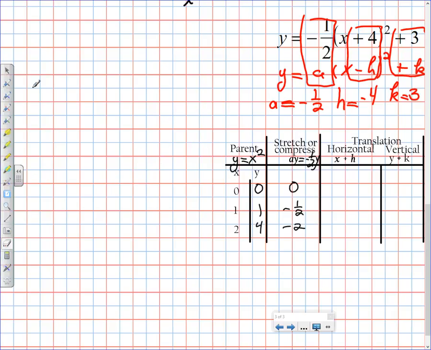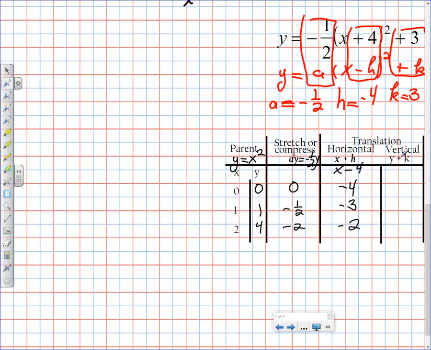Okay, now let's do the translation. Remember that means I'm going to move up or down. So x plus h, now h is minus 4. So instead of plus h, I'm going to put in negative 4. Now, take the x value and subtract 4 from it. X is 0. 0 minus 4 will give you negative 4. 1 minus 4 will give you negative 3. And 2 minus 4 will give you negative 2.